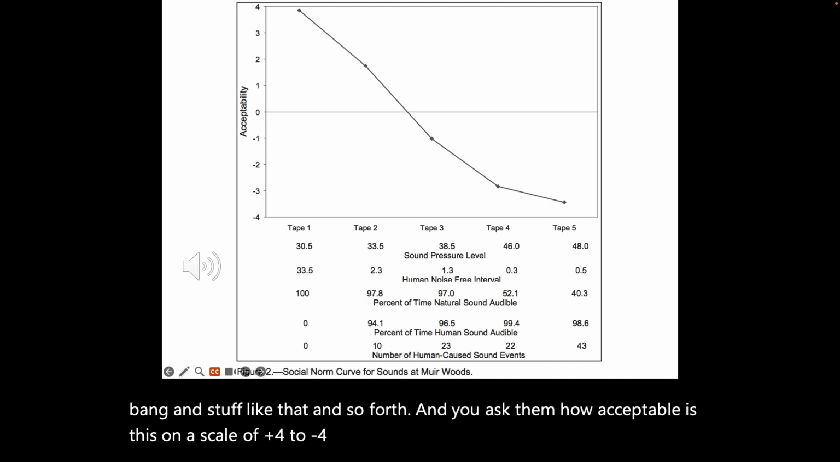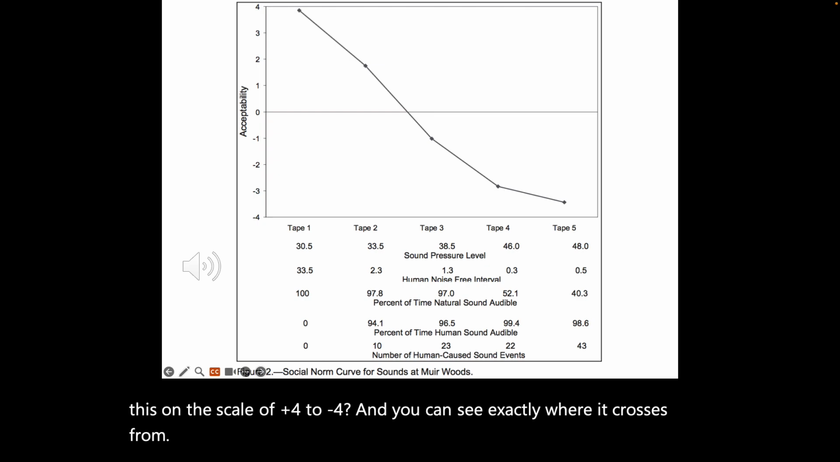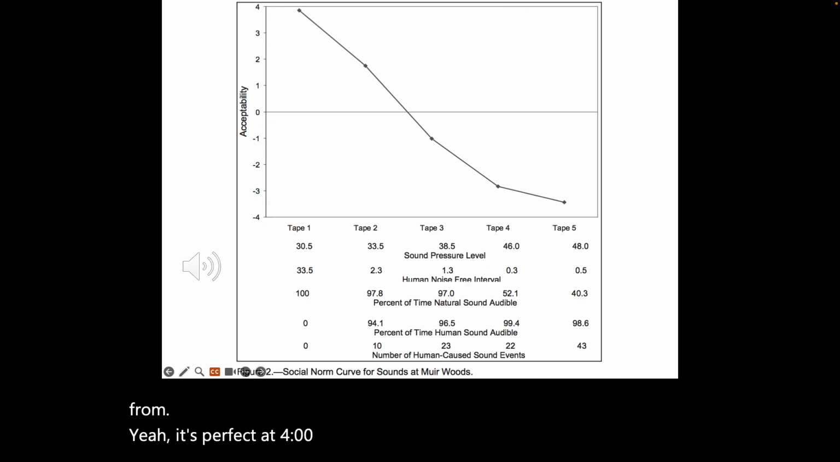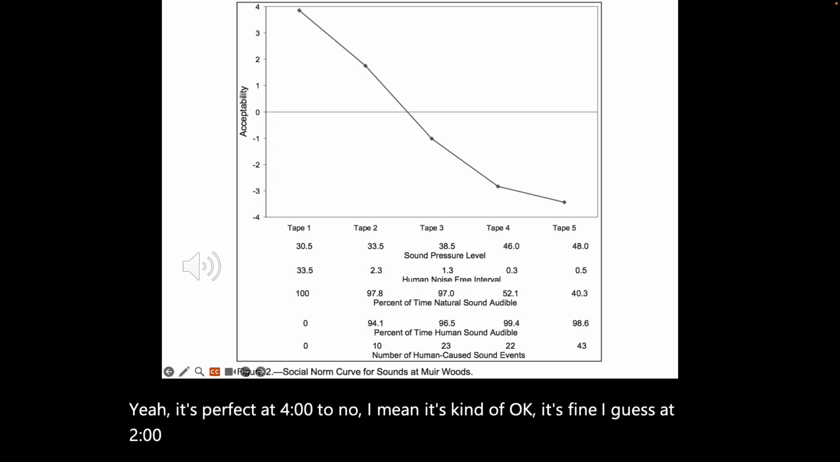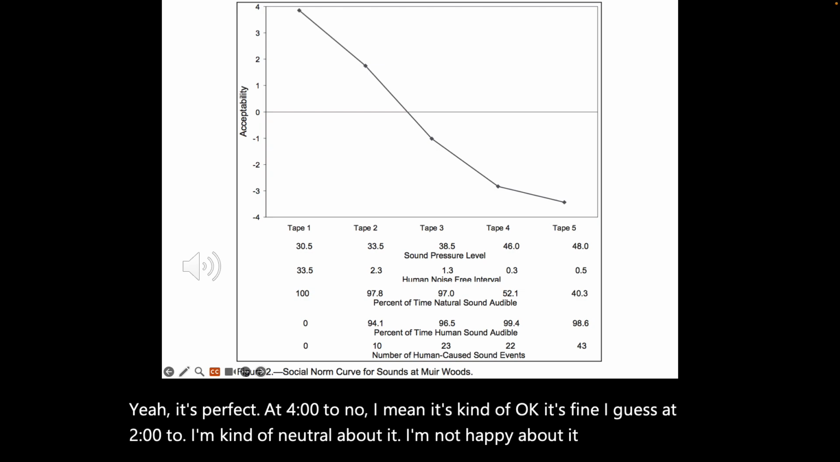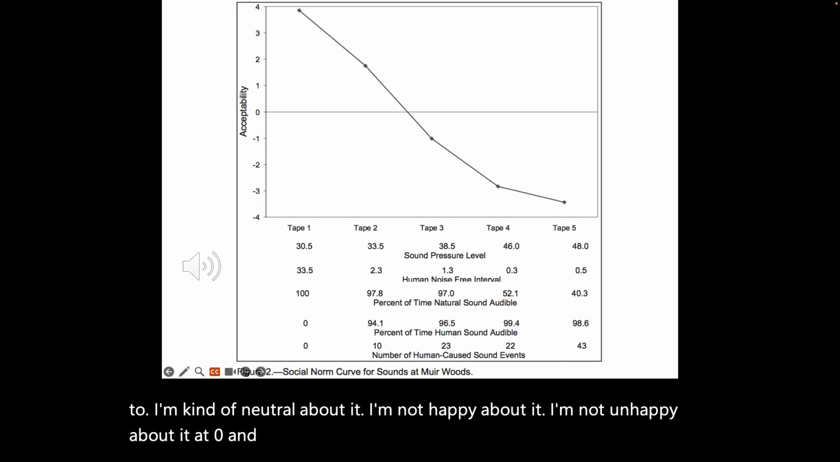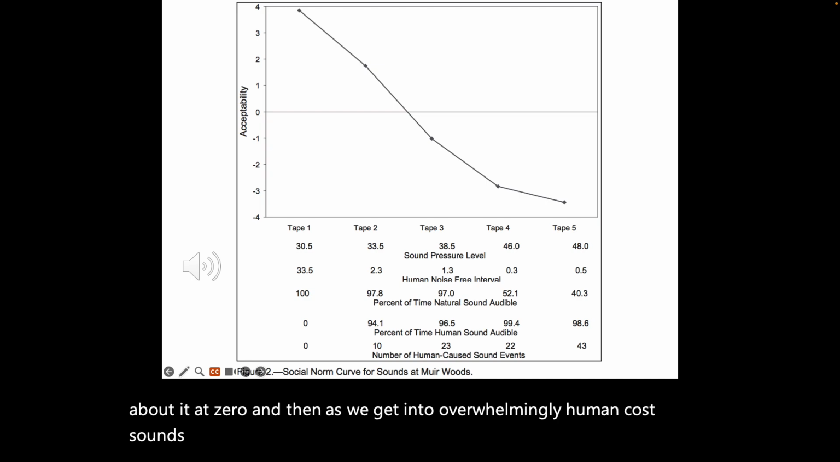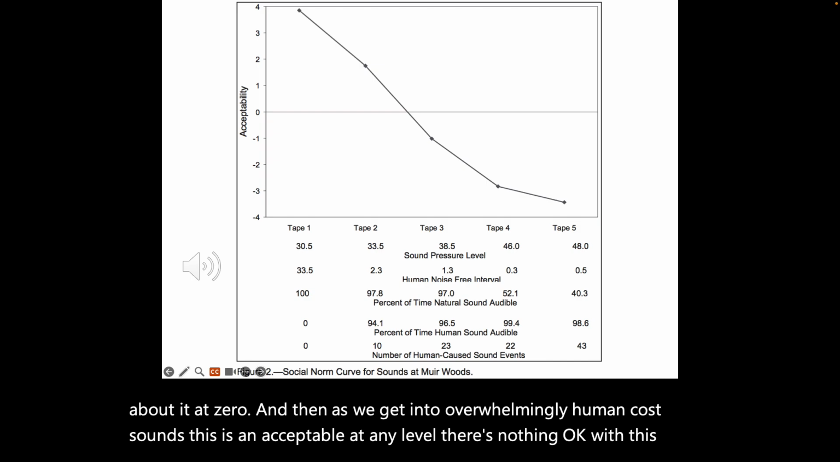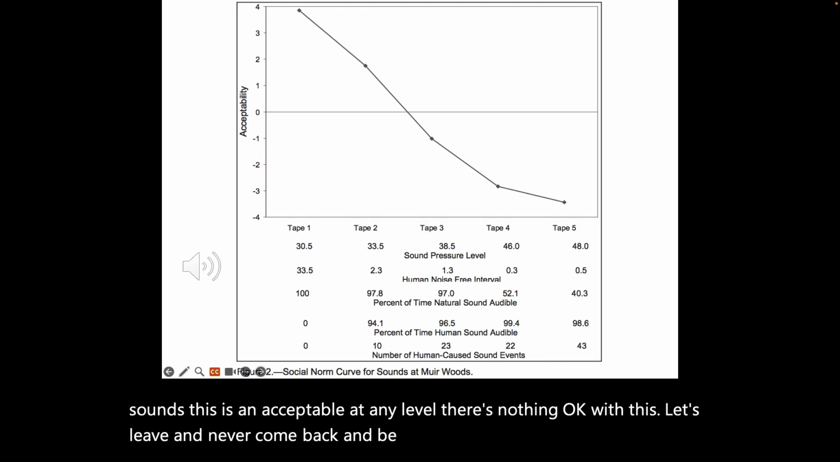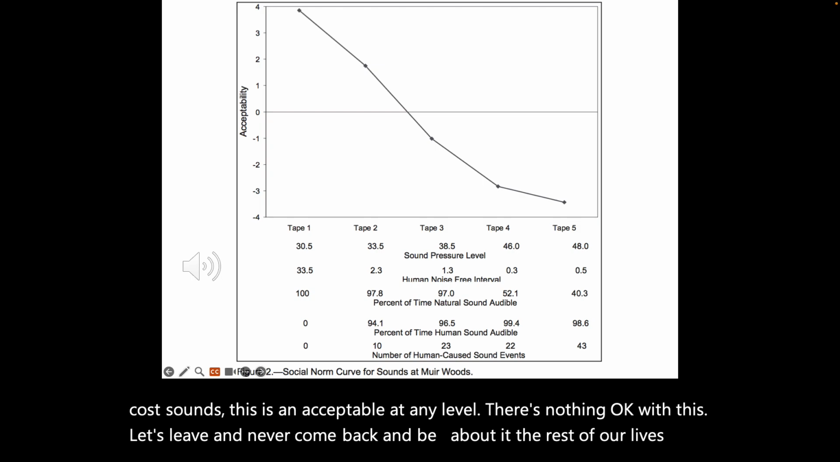And you can see exactly where it crosses from, yeah, it's perfect at 4, to, nah, it's kind of okay, it's fine, I guess, at 2, to, I'm kind of neutral about it, I'm not happy about it, I'm not unhappy about it, at 0. And then as we get into overwhelmingly human-caused sounds, this isn't acceptable at any level. There's nothing okay with this. Let's leave and never come back and be pissed off about it the rest of our lives. We wasted our trip there.